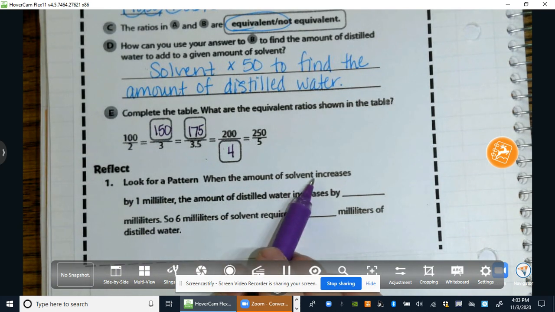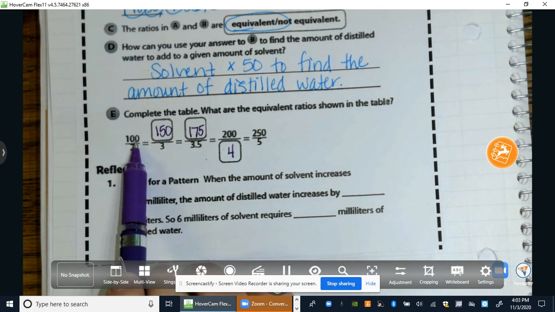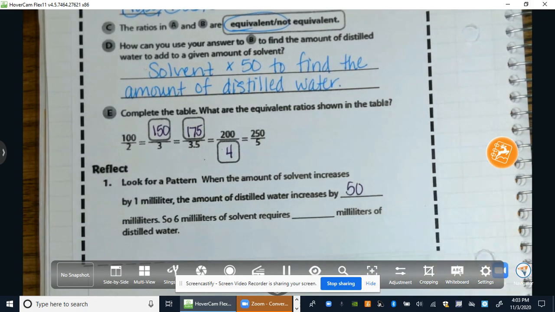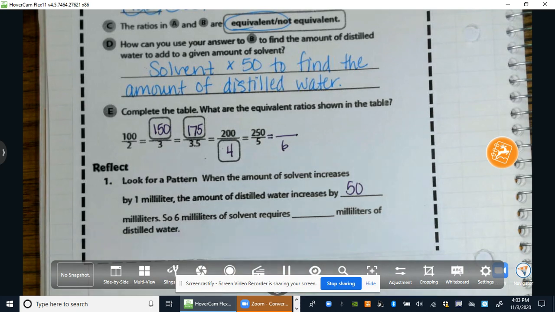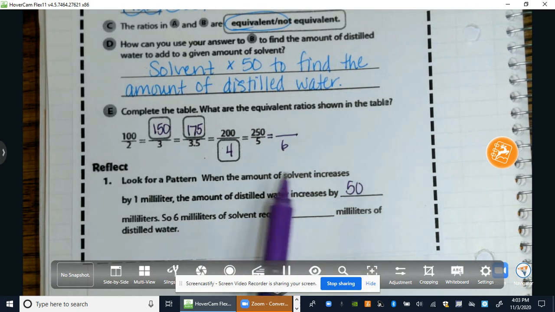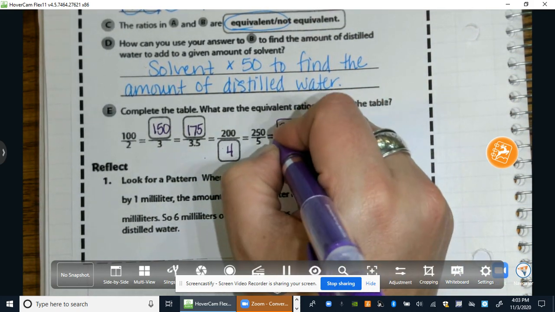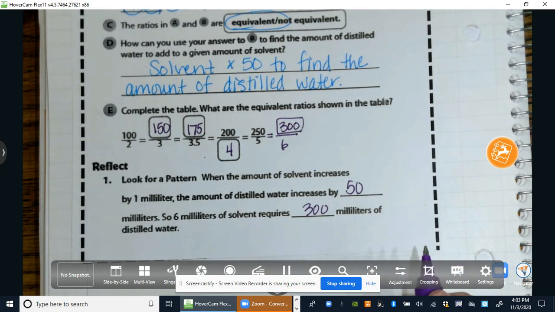When the amount of solvent increases by 1 milliliter, the amount of distilled water increased by, well, we went from 100 to 150. Well, that was by 50 milliliters. So if we look and figure out what 6 is going to be, so 6 milliliters of solvent requires, well, 50 more would be 300. So it would be 300 milliliters of distilled water.